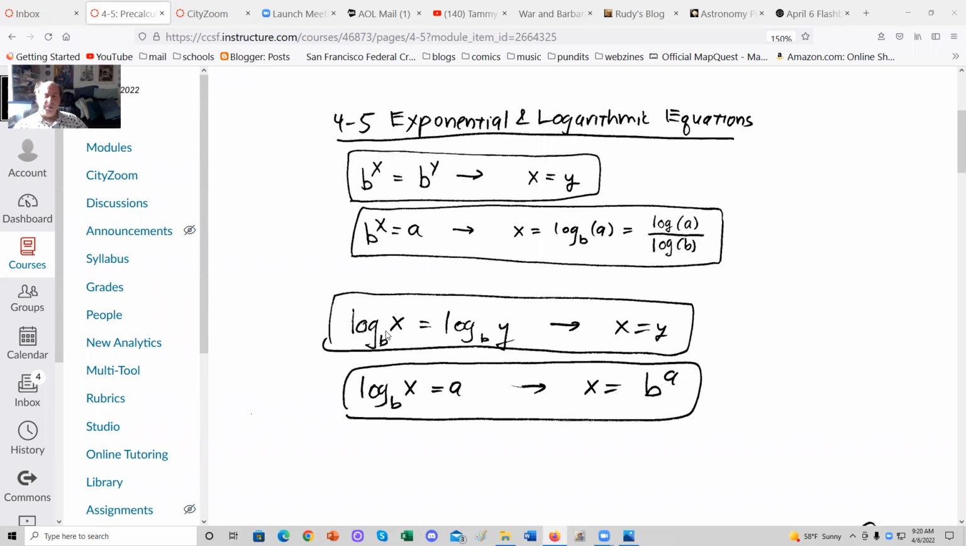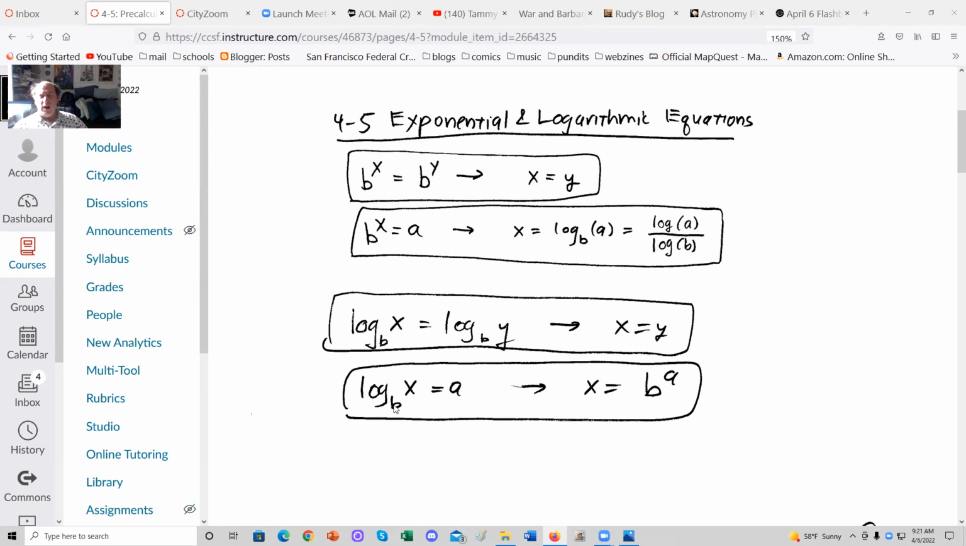Here, log base b of x equals log base b of y. Exponentiate both to a base b and get x equals y. All right, so basically exponential and logarithm are one-to-one functions. When they're equal, the inputs must be equal.